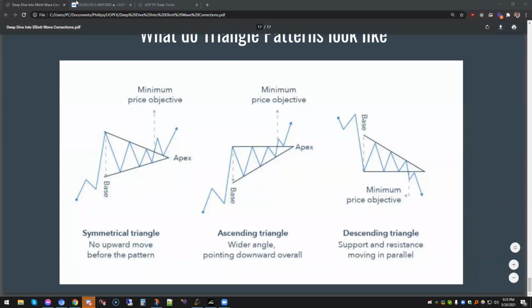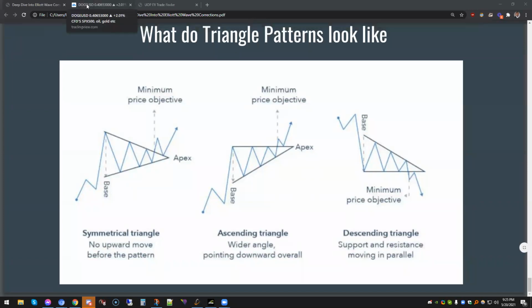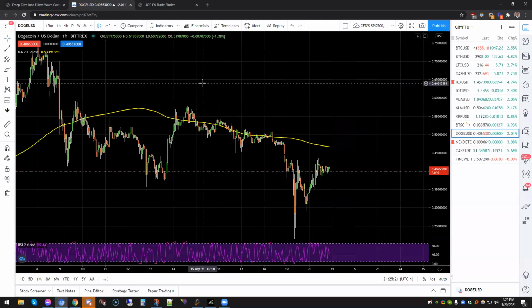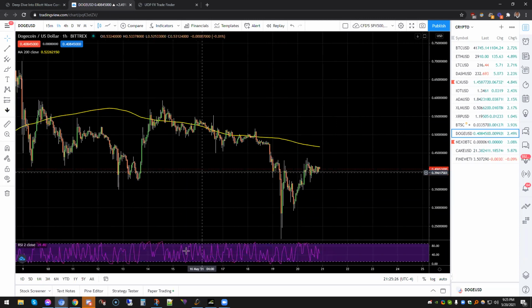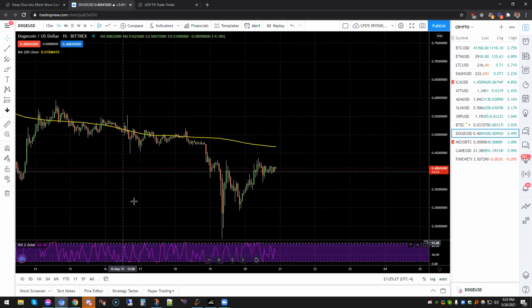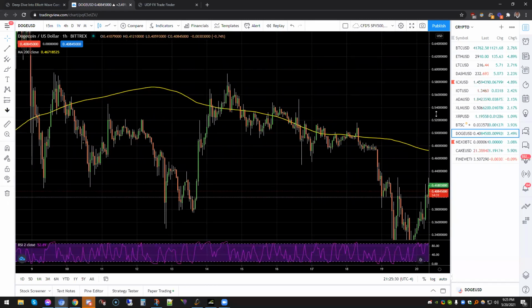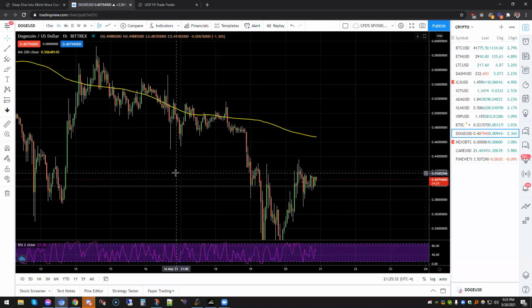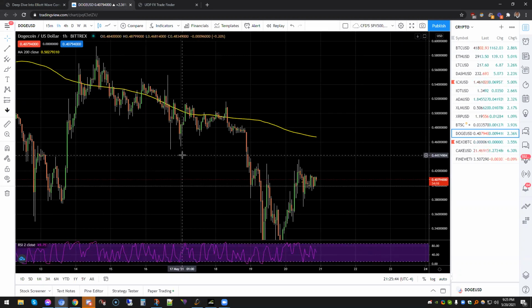Let us jump over to Dogecoin. I wanted to show you guys a triangle on Dogecoin. Let me just make this a bit bigger. Who can see a triangle on Dogecoin? Can anyone see a triangle here? Can anyone see a triangle?